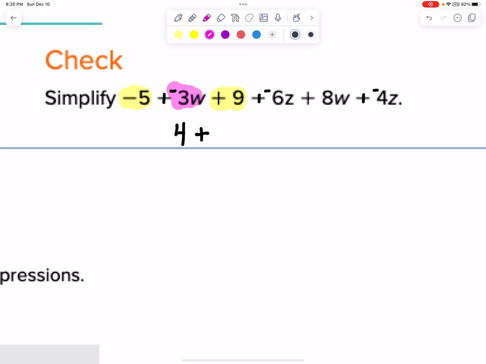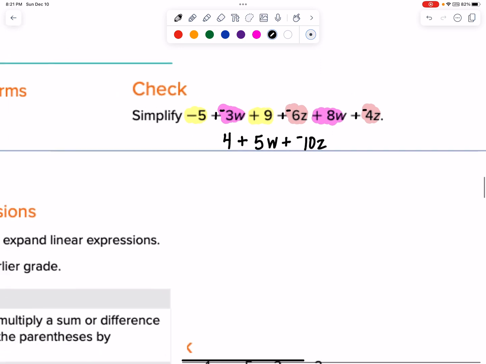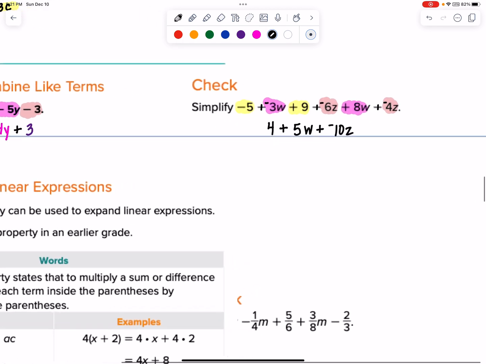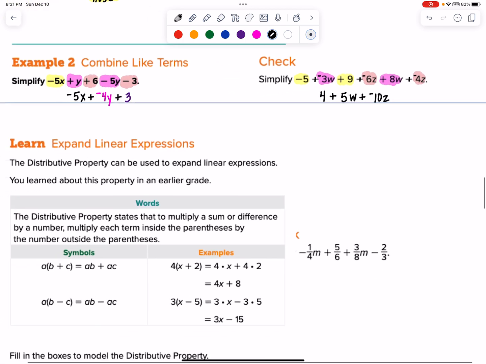Okay, we have a negative 3w, so it's the w club. There's a positive 8w. So let's go ahead and write that one down. Different sign subtract, 5w. Plus, and then let's get the last club member. We have a negative 6z and a negative 4z. Same signs, add and keep. So we have a negative 10z. Okay, and there's my simplified expression. Okay, and then you could more easily plug in variables and things like that.